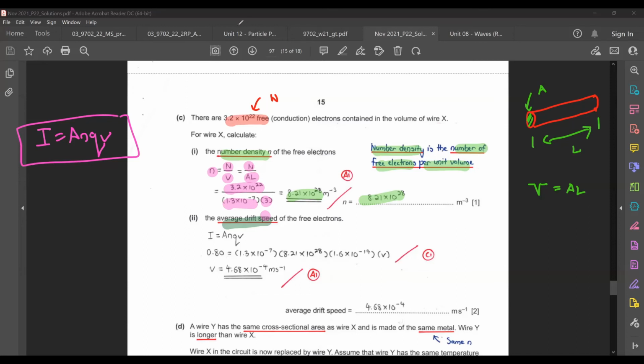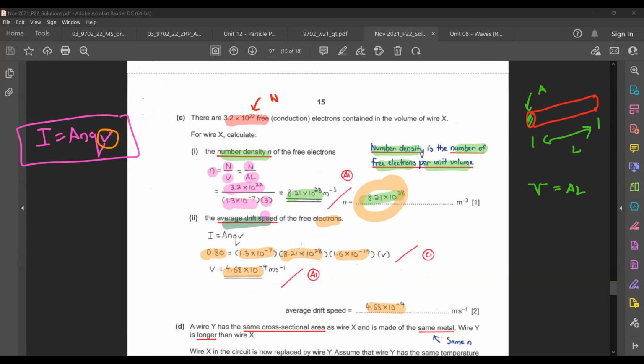Okay, so you know everything from here. Also, you want the drift speed, which is this one. So substitute everything else. Current is 0.8. Area is 1.3 times 10 power minus 7. Number density is what you found here. Charge of an electron is 1.6 times 10 power minus 19. You will eventually get the answer as 4.68 times 10 power minus 4 meters per second. Just like this. Okay, so this one nothing that difficult.